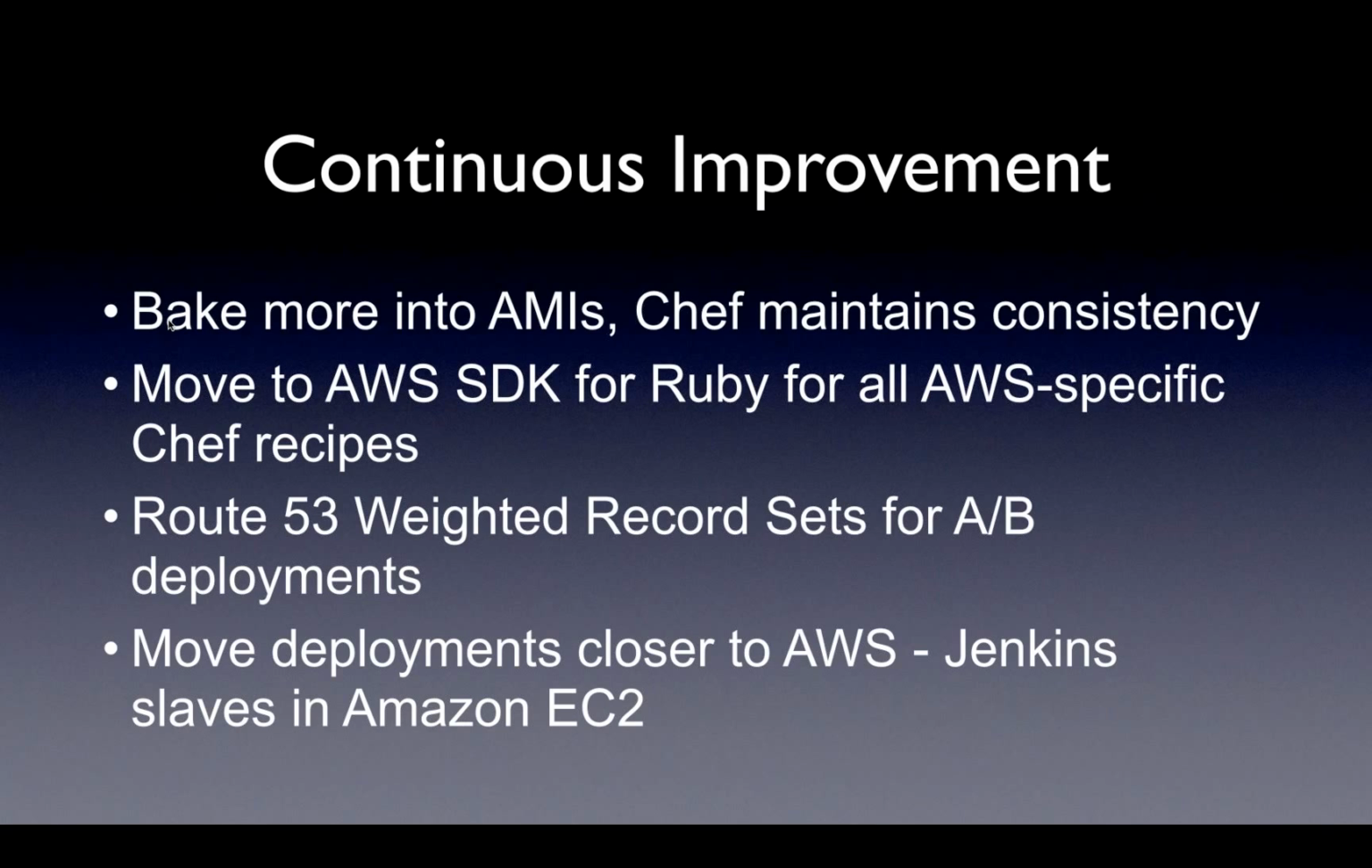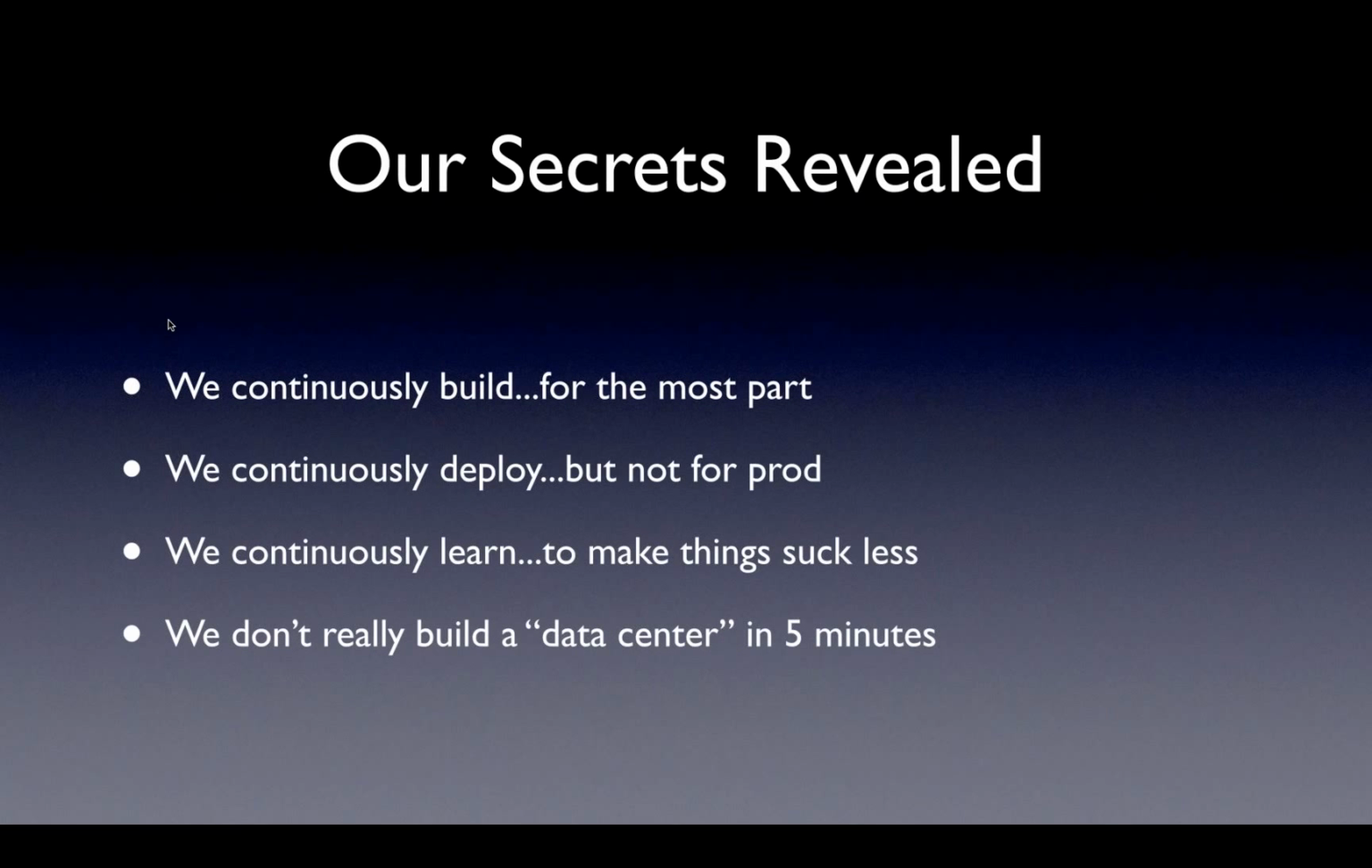And the other thing we're looking into is moving our deployments closer to AWS, where we have a Jenkins master or masters inside of our corporate network. But as part of a deployment, we'll push and create Jenkins slaves in Amazon itself, in AWS itself. What's really nice about this is that we're targeting these automated builds of Jenkins slaves using Chef as well. So again, we're utilizing all of our tools to their fullest extent.